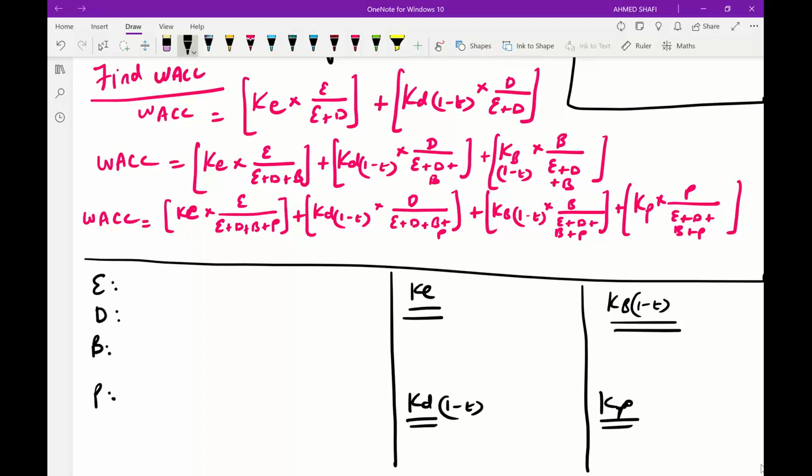What is E? E is called market value of equity. It's found as number of ordinary shares into current share price. E is the market value of equity. It's number of ordinary shares into current share price.